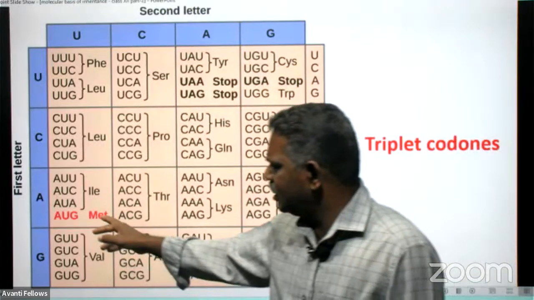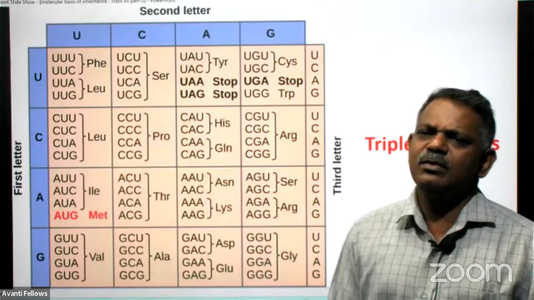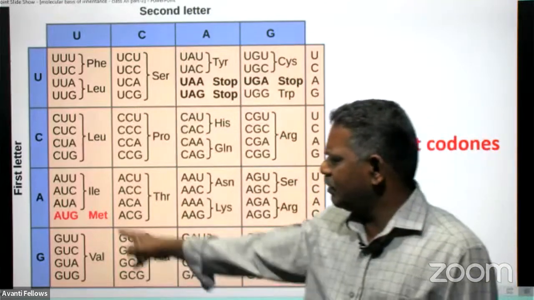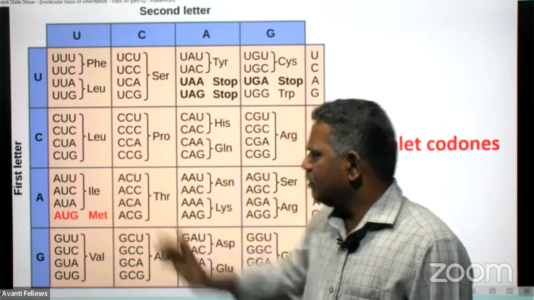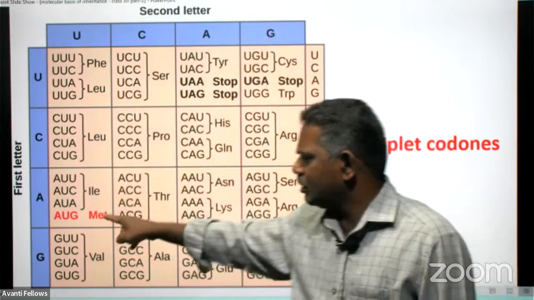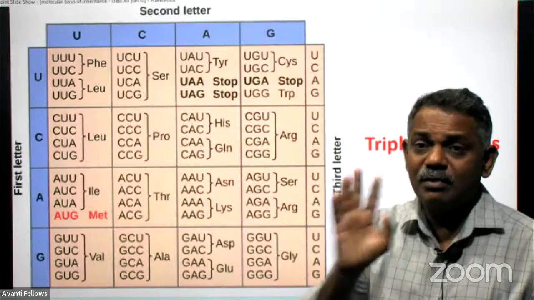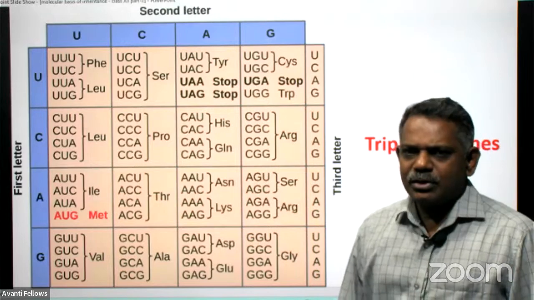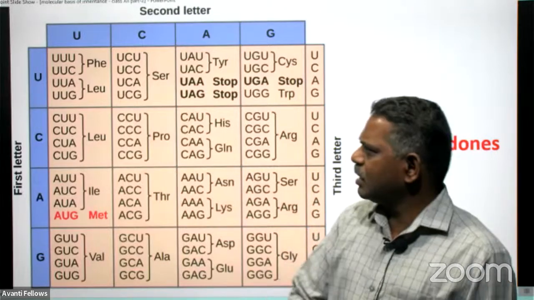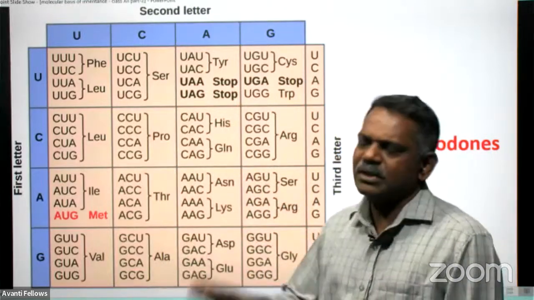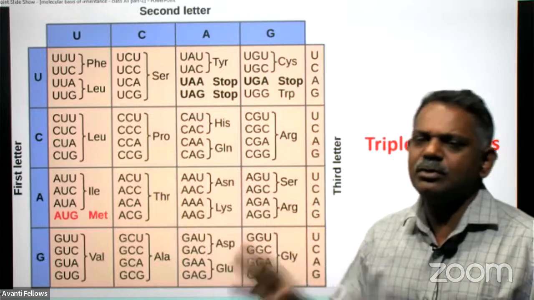And here you can see another triplet codon given in red color. What is AUG? It codes for the amino acid methionine, and it is the only triplet codon for methionine. No other triplet codon codes for methionine, only AUG. It has a dual function. Dual function means, first, to initiate the process of translation. In mRNA, the first triplet codon for placing an amino acid is methionine only, or AUG only.